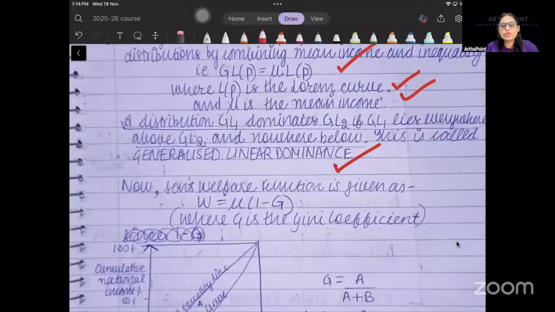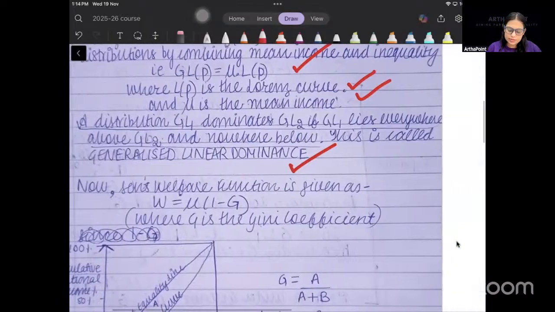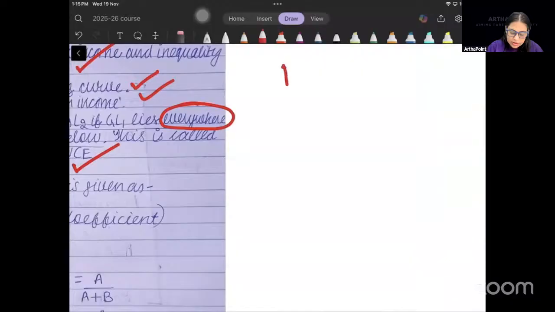Okay. So this is not true. Here it need not lie everywhere above it, beta. Here we need to edit the answer. What you will say is, if it lies at least somewhere above and nowhere below. What's the difference? At least somewhere above and nowhere below means for some portion, the two Lorentz curves can also coincide, and then one can be above and the other can be below.